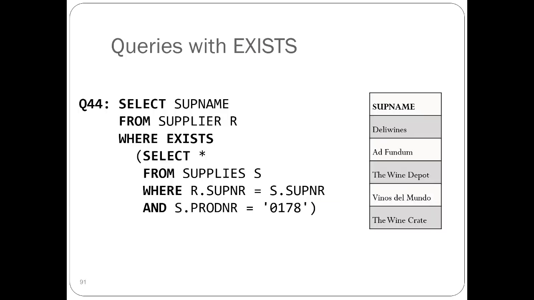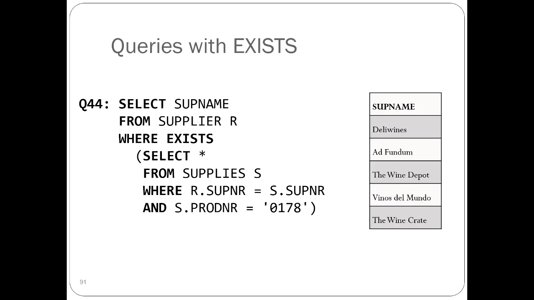All right. We'll think about decoding it later. If it is simple enough, probably we don't need to think too much. We want to select supplier name from the supplier table, and we are using where exists, select star from supplies, where r dot supplier number is equal to s dot supplier number and s dot product number is equal to 0178.